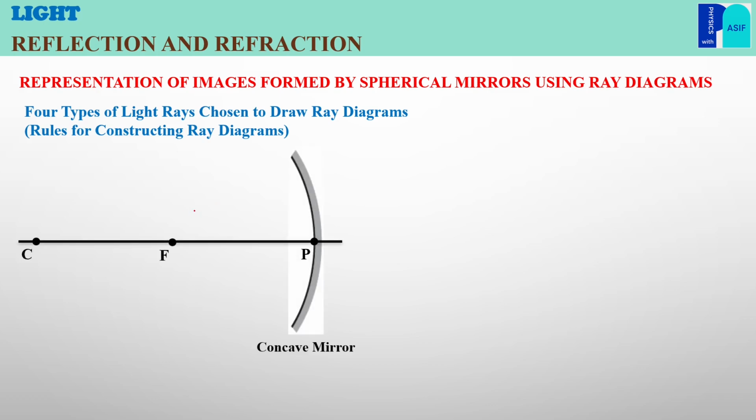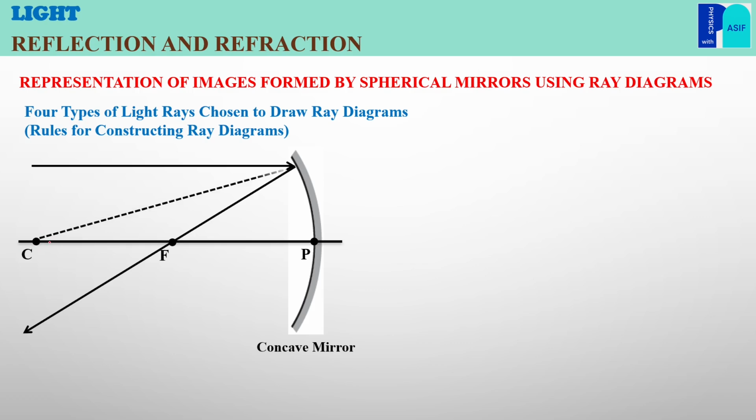The first one: if the rays are traveling parallel to the principal axis and incident on a concave mirror, then after reflection they pass through the principal focus of the concave mirror. And if you draw a normal, that is the line joining the center of curvature and the point where the light ray is incident, that is called the normal. The angle between the incident ray and the normal, the angle of incidence, say it is i, and the angle between the reflected ray and the normal, say it is r, and these 2 angles are equal according to the first law of reflection.